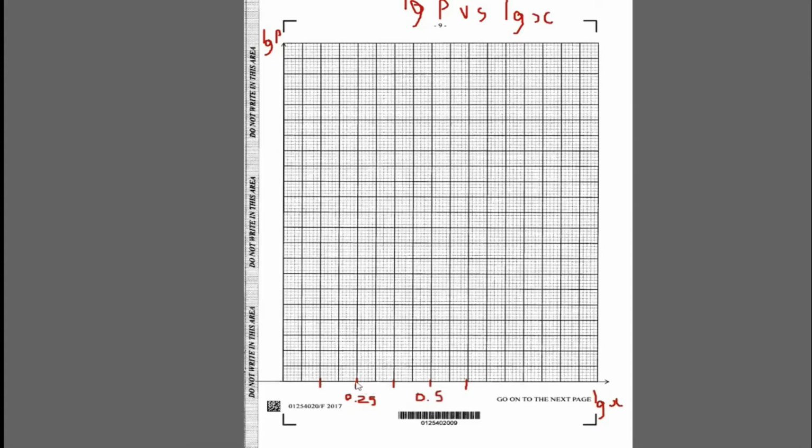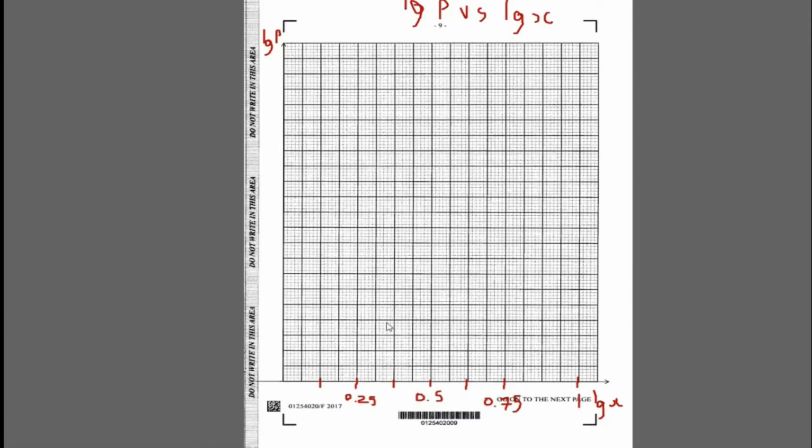1, 2, 3, 4. 1, 2, 3, 4. 1, 2, 3, 4. This is 0.75. I'm just trying to use up all the graph with my scale. 1, 2, 3, 4. Then this is 1. Nice and easy. So this is log x down here.